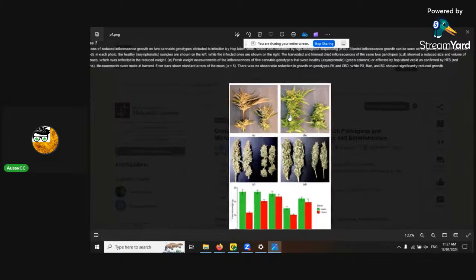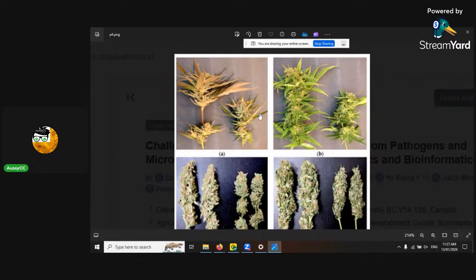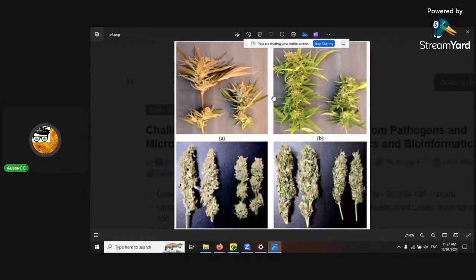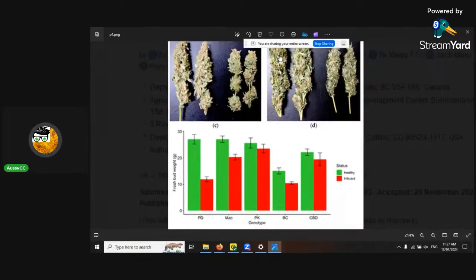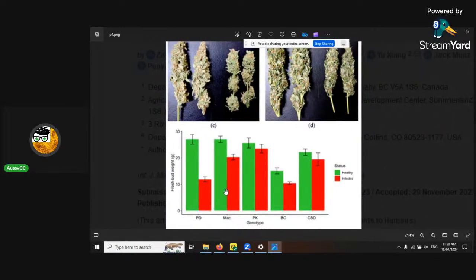Oh, this is the HLDV difference, because hop latent viroid disease goes into that a bit as well. Down here it shows the fresh bud weight on the y-axis, and the x-axis is the gene. Oh, that's the different plants. So this is a few different cultivars that they got and tested, and that's the fresh bud weight.